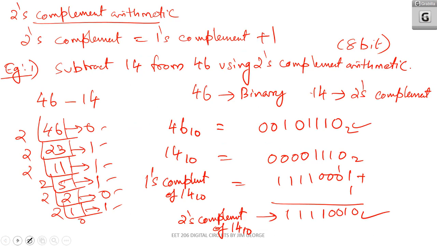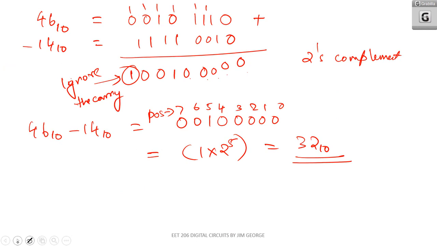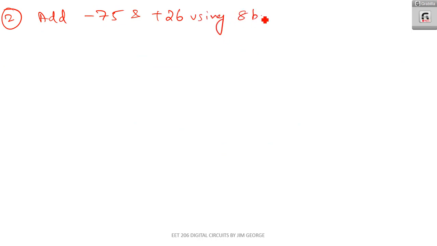So I think you have understood how to subtract 46 minus 14. That means you will get the result as positive. So next question. Second example: add minus 75 and plus 26 using 8-bit 2's complement arithmetic.